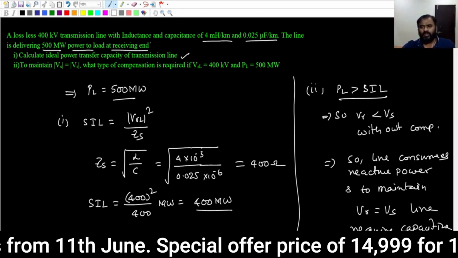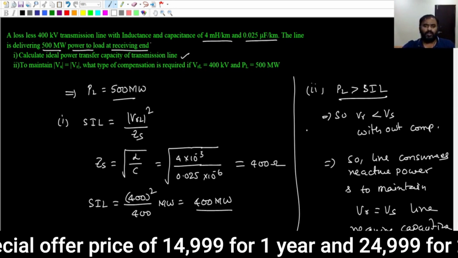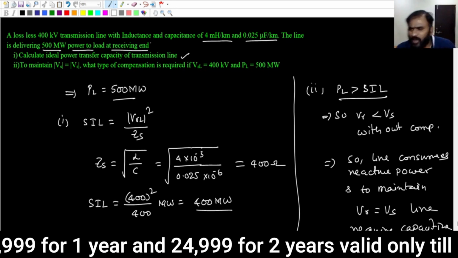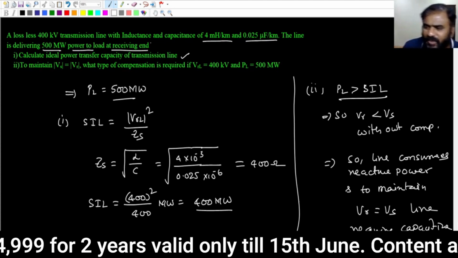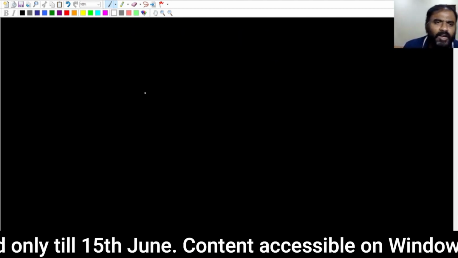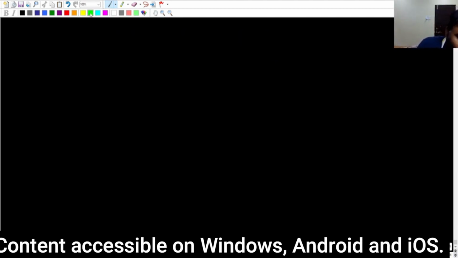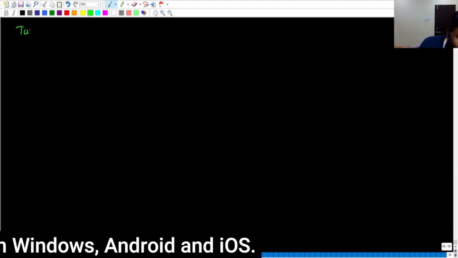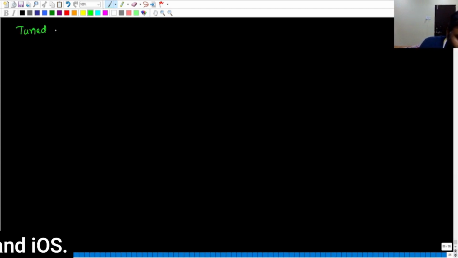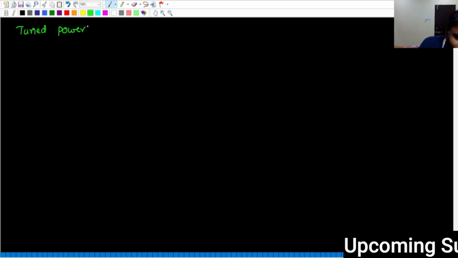Okay. Now we will discuss the concept of the tuned line and the Ferranti effect. Now what is called a tuned line? Tuned line means what? I will write the definition here first. Tuned power line.